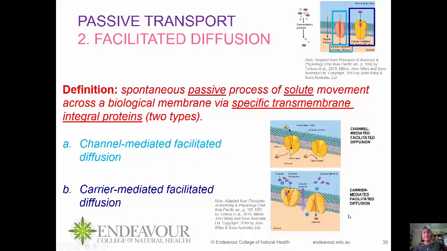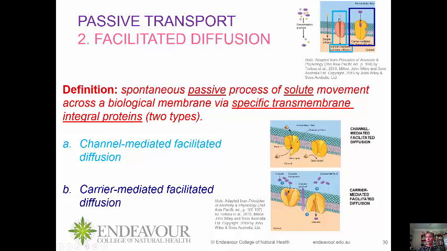The next passive transport process is facilitated diffusion. Now, the definition here is a spontaneous passive process of solute, so particle, movement across a biological membrane, which is your plasma membrane, via specific transmembrane integral proteins. Okay, transmembrane, if you remember, goes completely from one side to the other. Now, the two types of facilitated diffusion are channel-mediated diffusion and carrier-mediated diffusion.